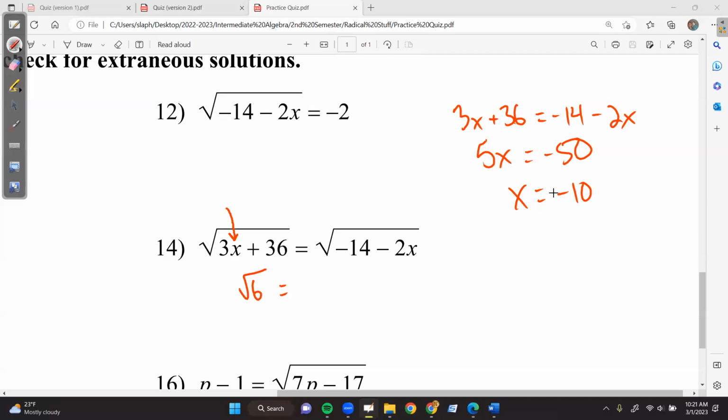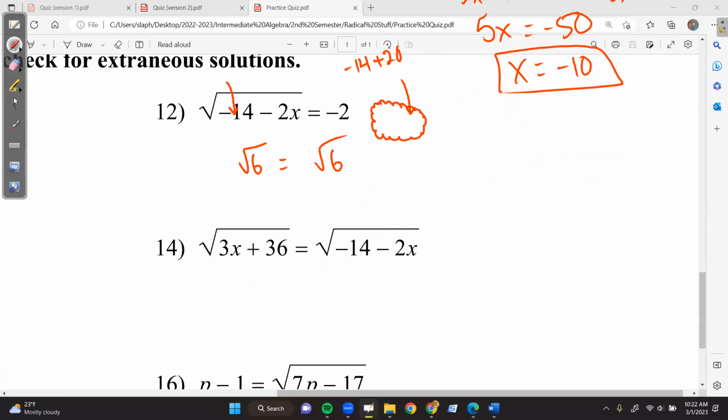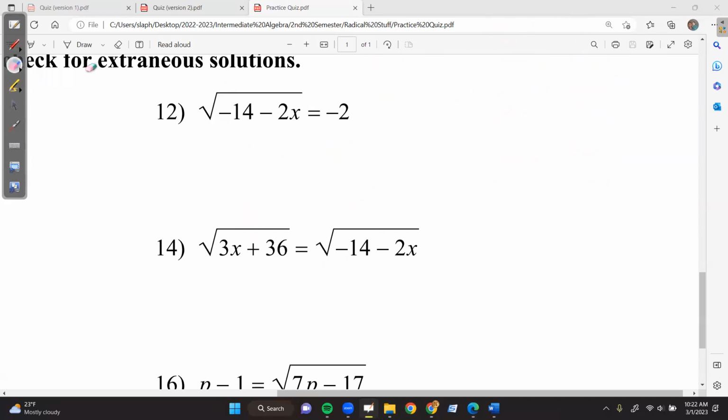So on the right-hand side, if I put negative 10 right here where the red arrow is, again, I'll draw this little box for your educational convenience. What is negative 2 times negative 10? Positive 20. And what is negative 14 plus 20? You're like, listen, I don't know what it equals, but I know it equals itself. So negative 10, have yourself a box. It worked.